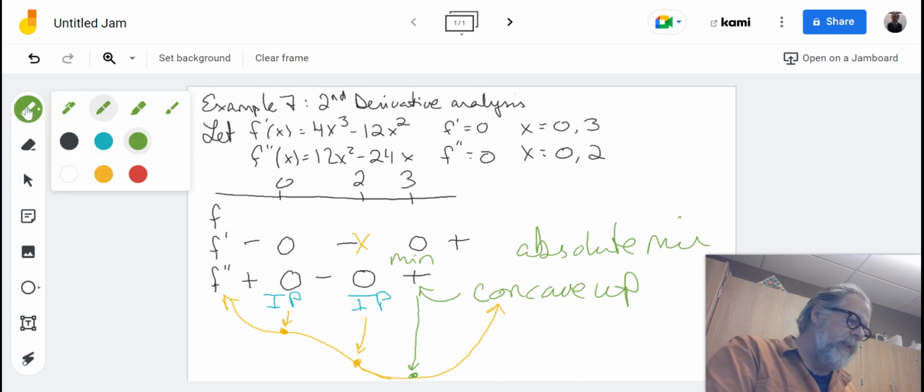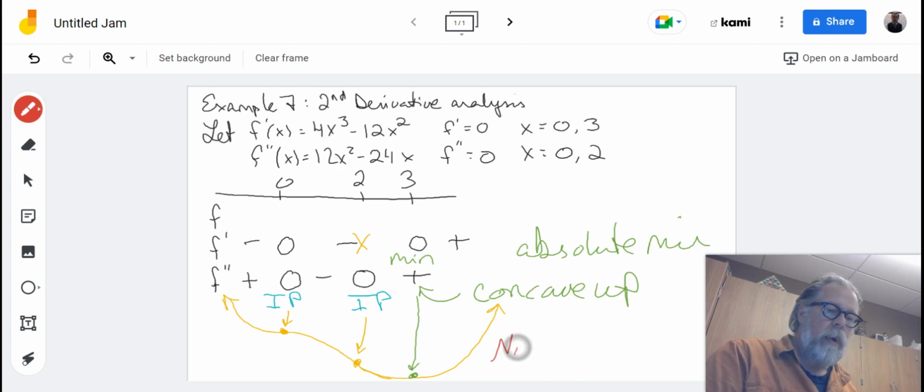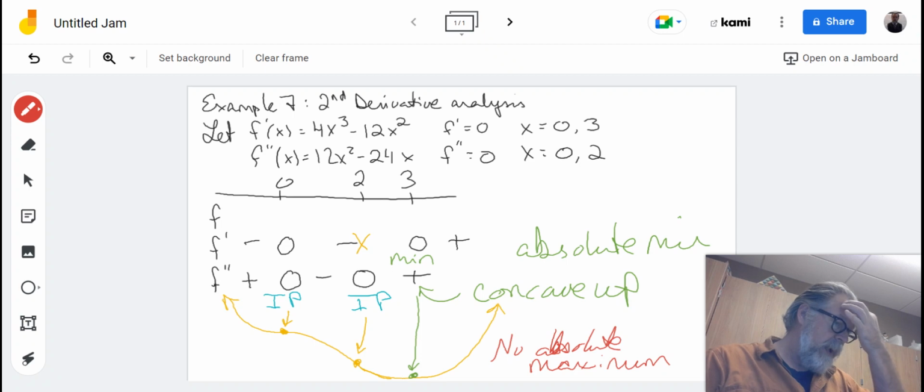And we notice that we have no absolute maximum, based on the fact that it goes up in both directions forever.